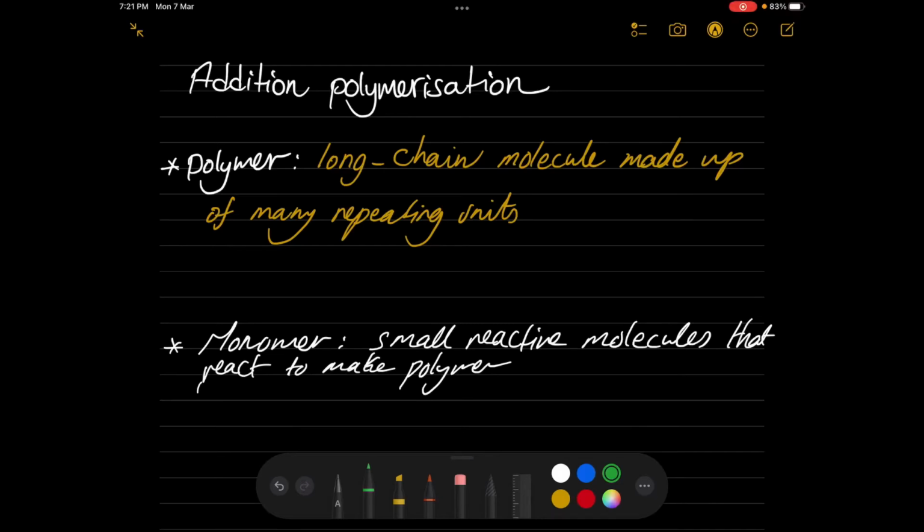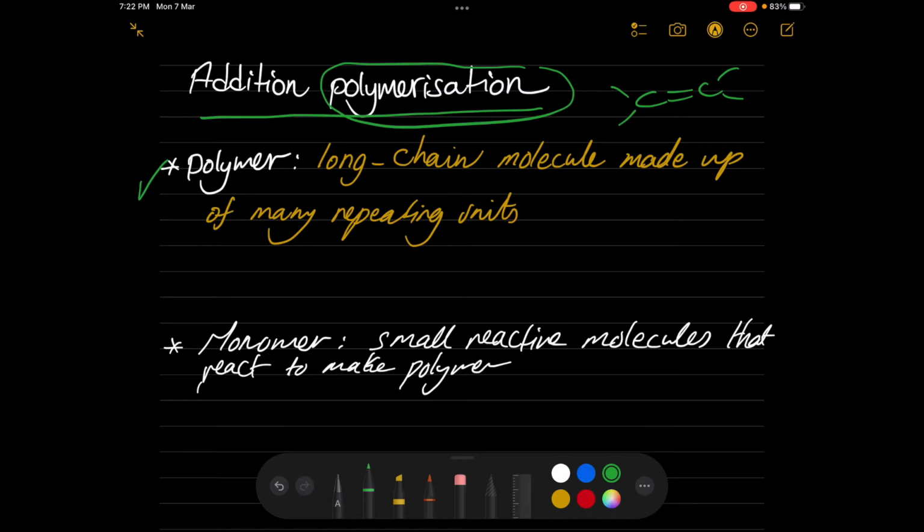Salam. So guys, today's lesson is about addition polymerization. And by the way, today's lesson is about the reaction of alkenes, which means the double bond, okay? So first of all, we will start with the definition of a polymer, why we call it polymerization, and why it's addition as well.